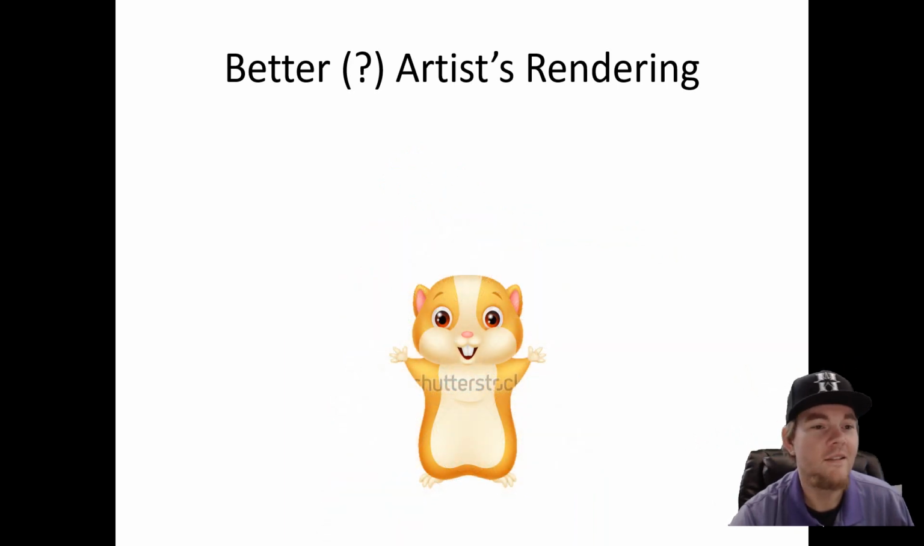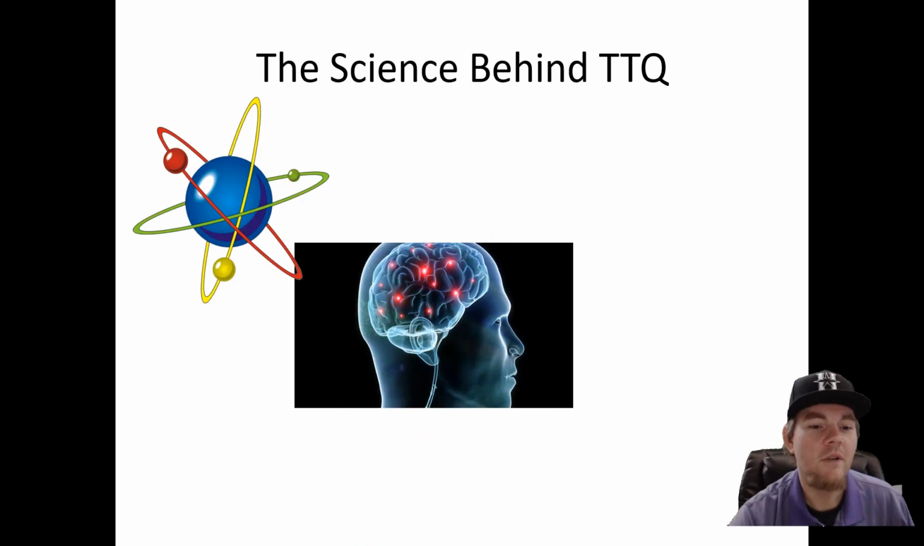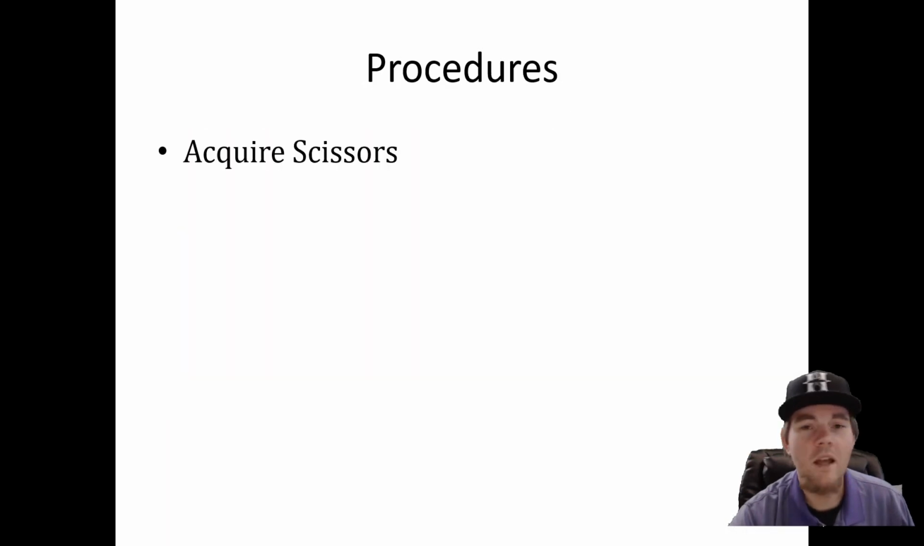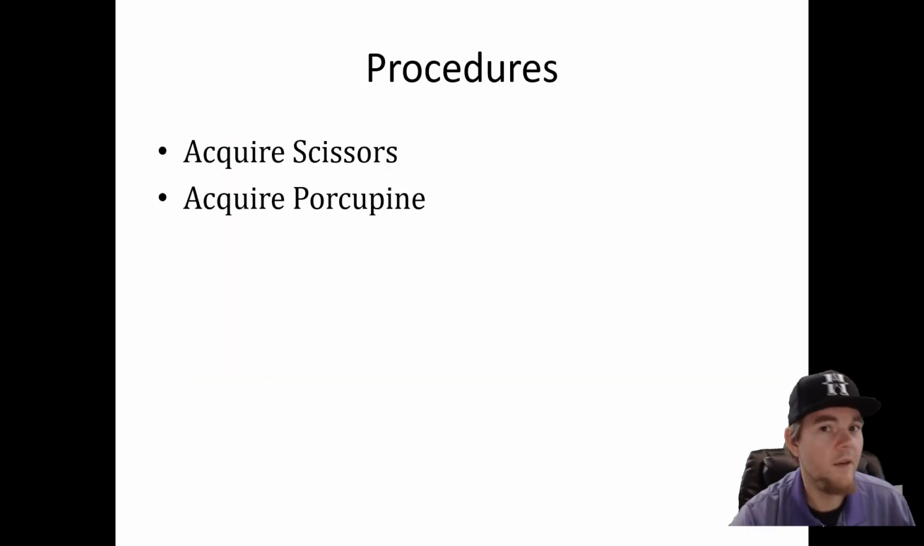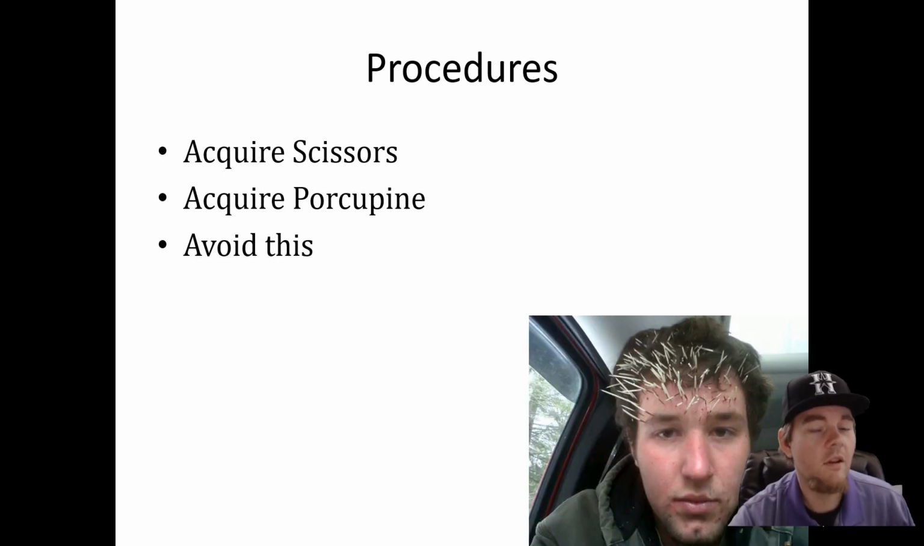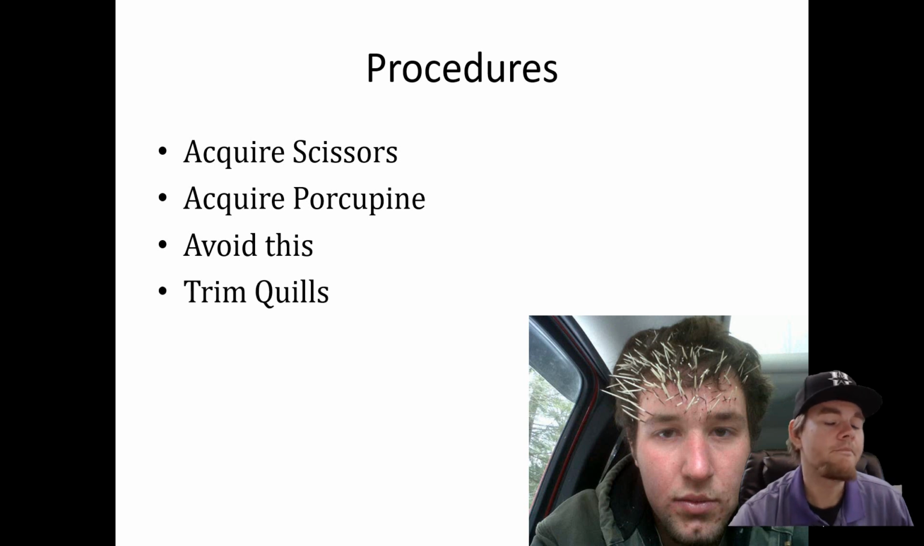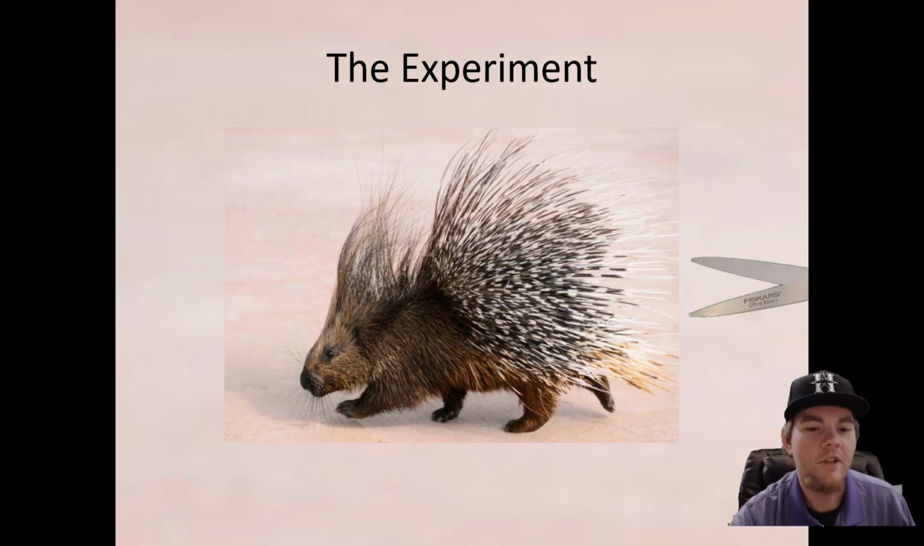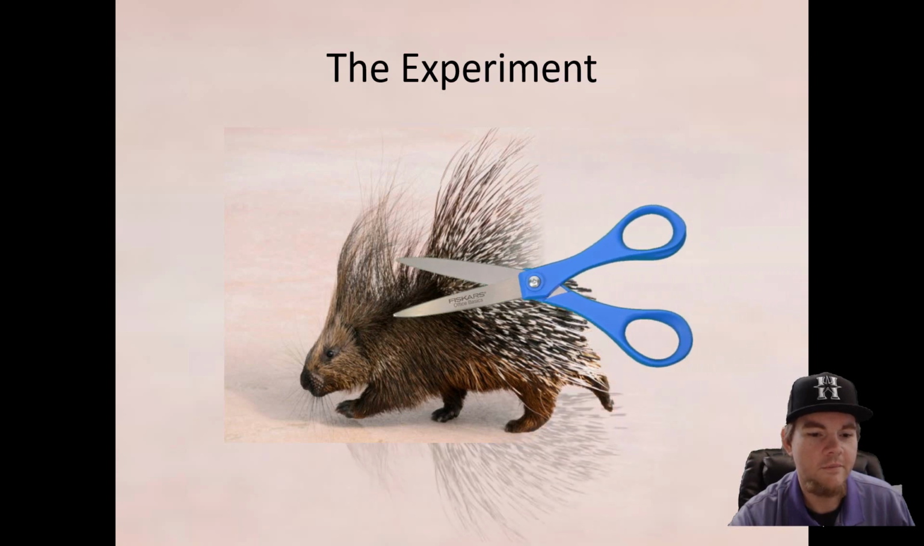And you doubted me. So the science behind it, well, it's all a bit technical, but it's there. Trust me, it's there. And the procedures themselves, of course, we'd need to acquire scissors. We need to find a porcupine, which may not be trivial, unless you go to Petco and ask for their exotic pet section, maybe. You'd have to try really hard to avoid problems like that. Then you'd just trim the quills, snip, snip, snip, I'm sure it'd be fine. And then you'd reveal a hamster, and naturally you'd profit. That's how things go. So let's try it out. Go into the video.